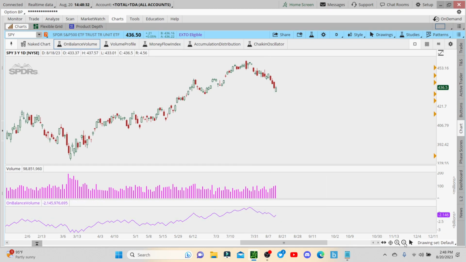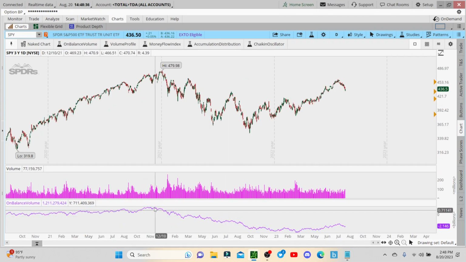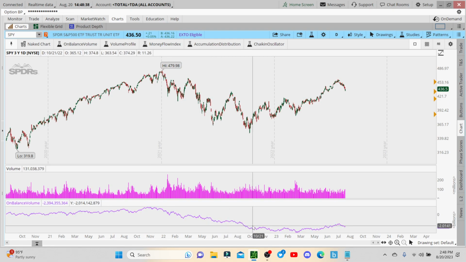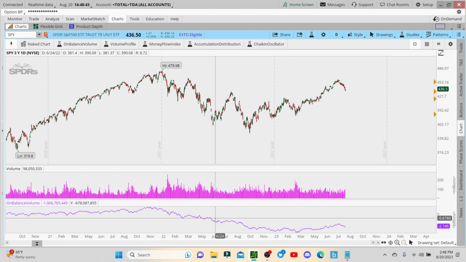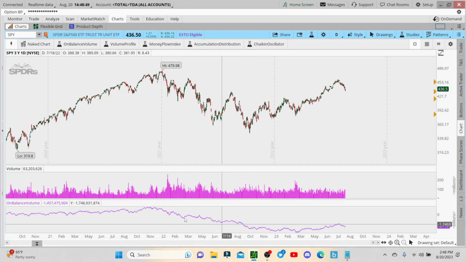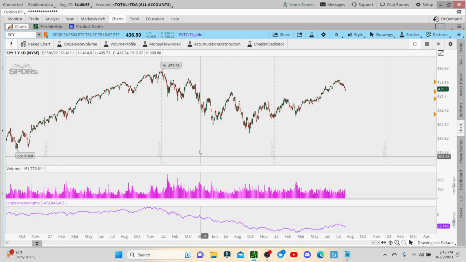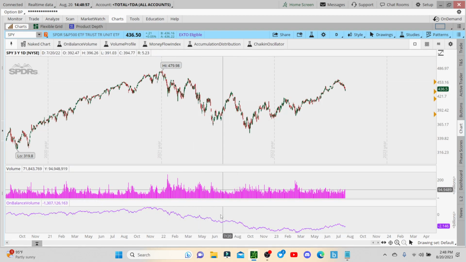If you pull back here, it really gives you a good picture of how sharp this down move was going into 2022 from the end of 2021. You saw this line from the on balance volume really head down sharply as price was moving down. So this really confirms the downside.